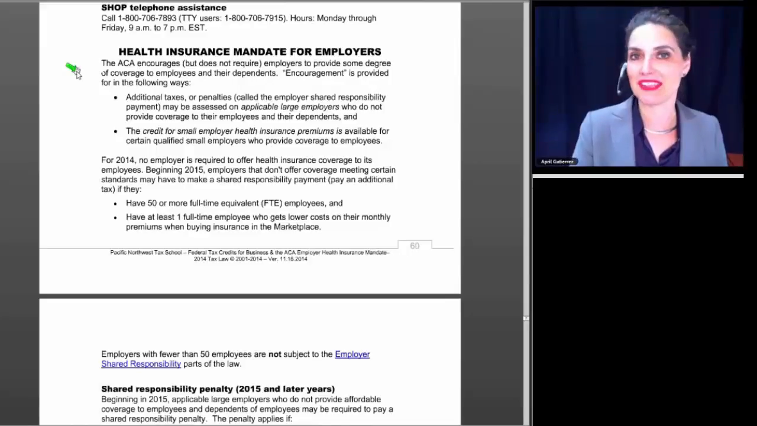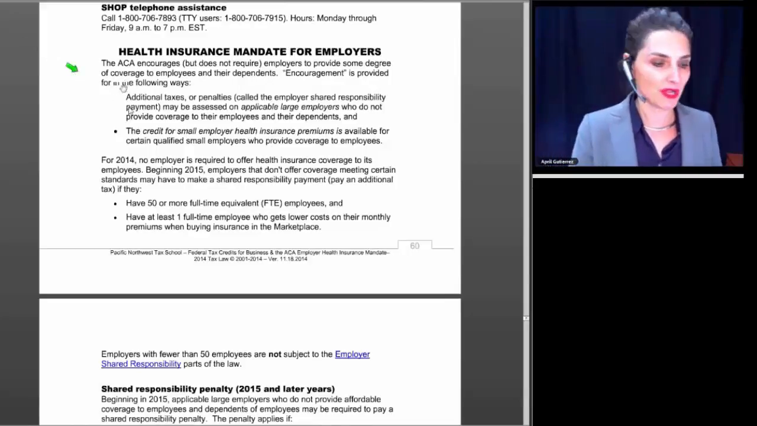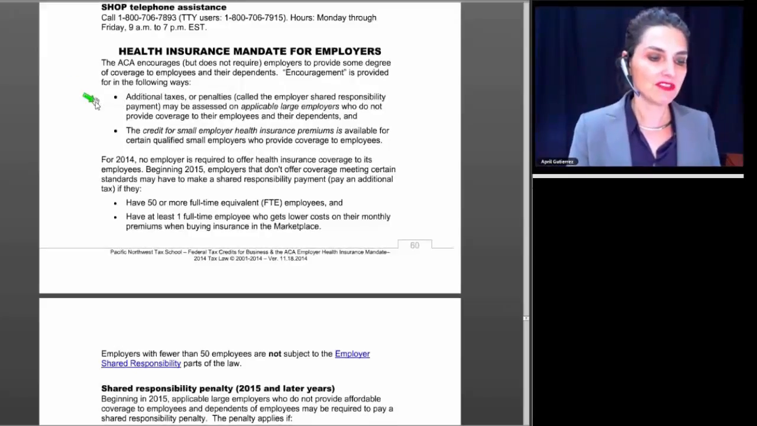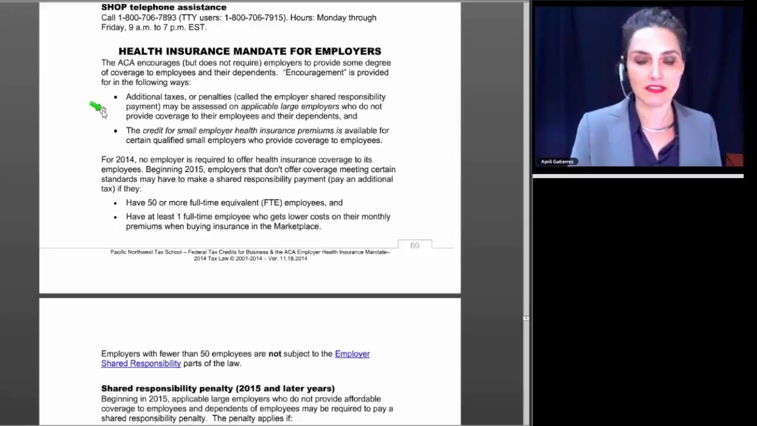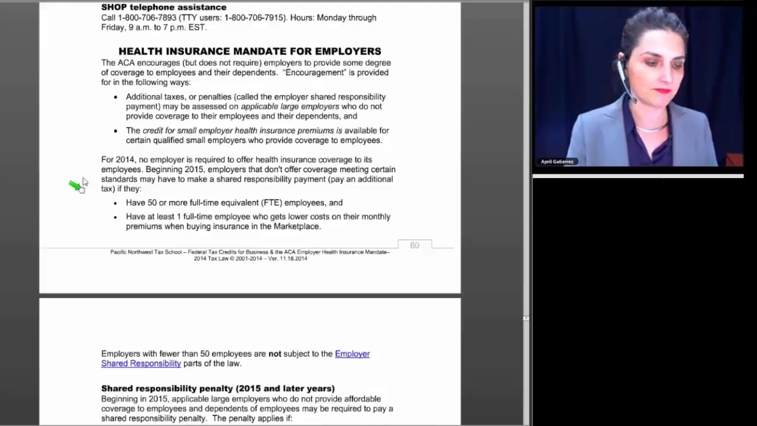The Affordable Care Act encourages, but specifically does not require, employers to provide some degree of coverage to employees and their dependents. Encouragement is provided in the following ways. Firstly, additional taxes or penalties called the employer shared responsibility payment can be assessed on an applicable large employer who does not provide coverage to its employees and their dependents. And there is also the credit for small employer health insurance premiums, which is available to certain qualified small employers who provide coverage to their employees.